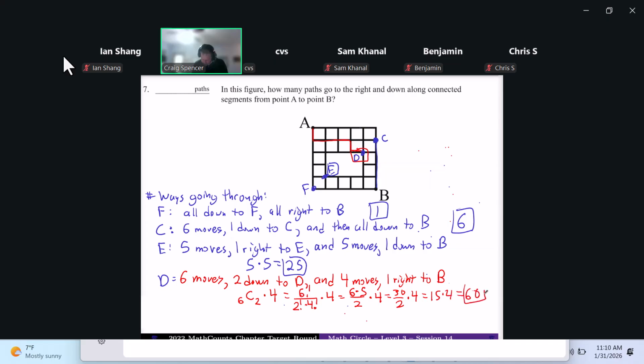So by far the most complicated of these steps is going through D. And then they're asking how many ways can we do this? We've got to add all these up. So 1 plus 6 plus 25 plus 60. So there's 32 plus 60. We get 92 ways.